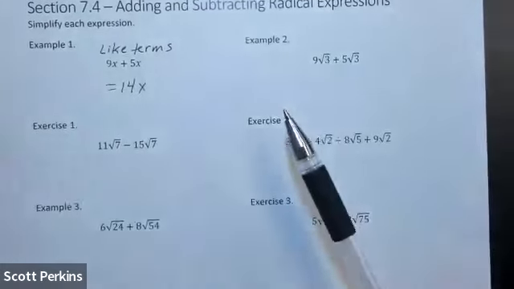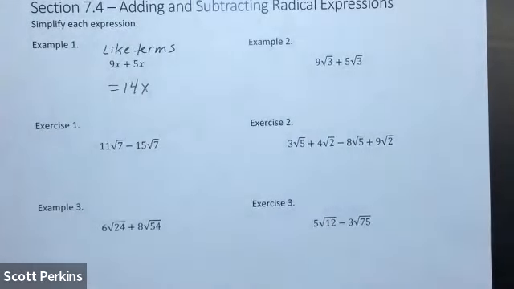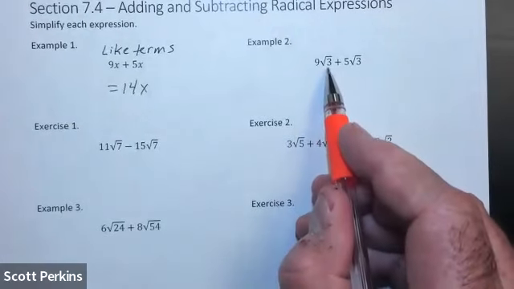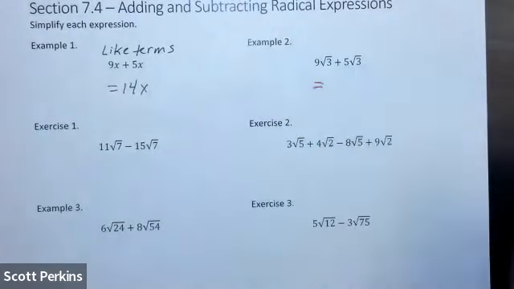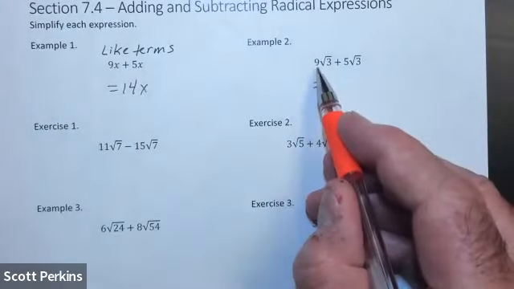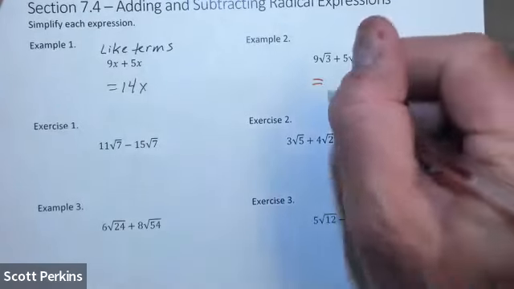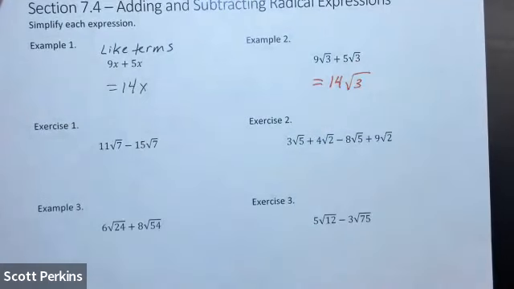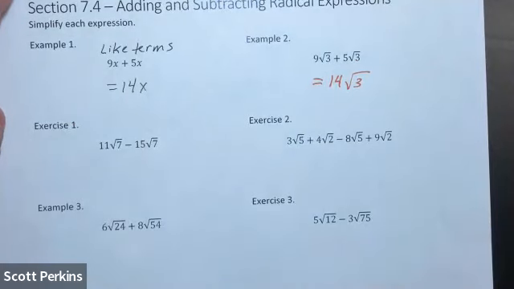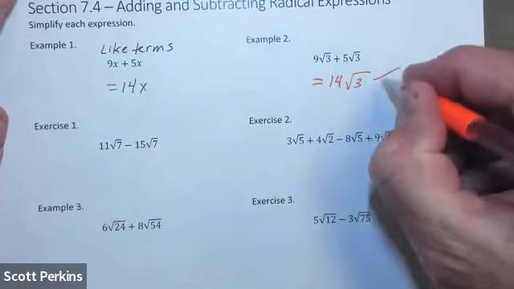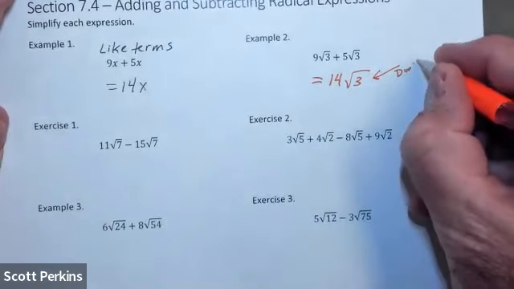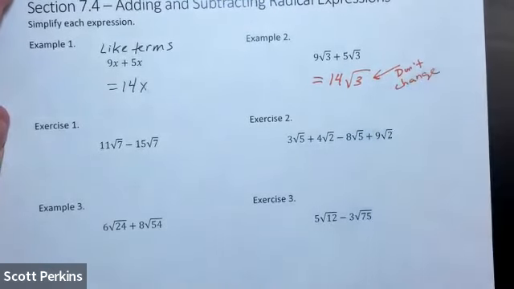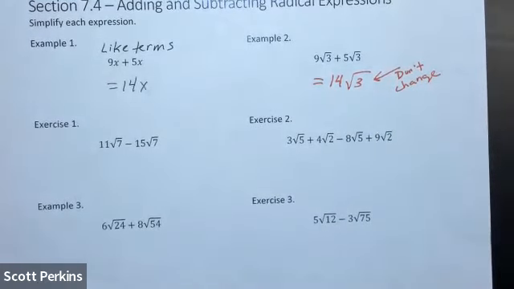So for instance, example two, I'm going to help you through this one, and then you're going to do the next one. If I have 9 square root of 3 plus 5 square root of 3, well, how many am I going to have? What's 9 plus 5? 14. And then it's going to be 14 square root of 3. You don't do anything under the radical. It's all about like terms. So don't add the numbers under the radical. Okay, so this value here does not change. It's all based on combining like terms.